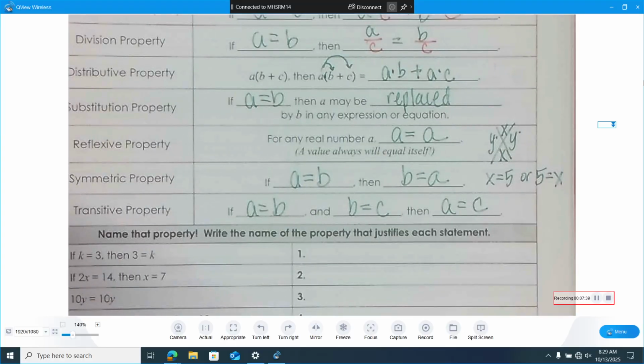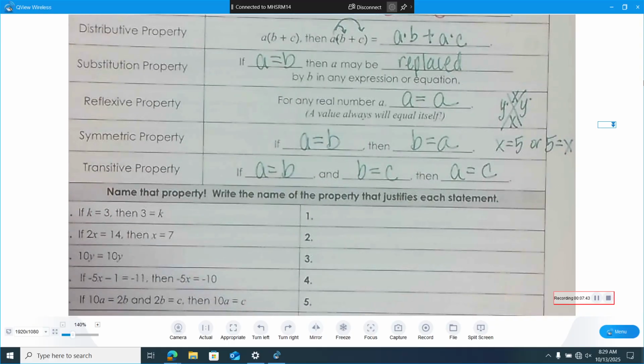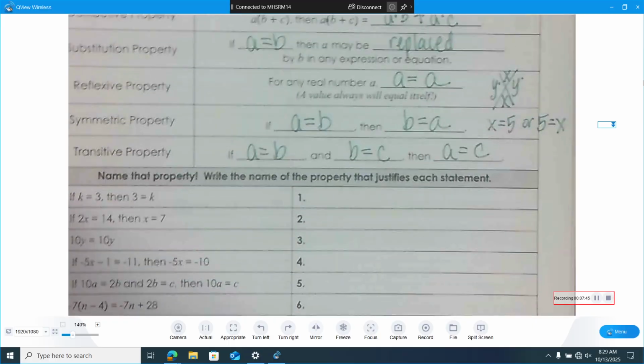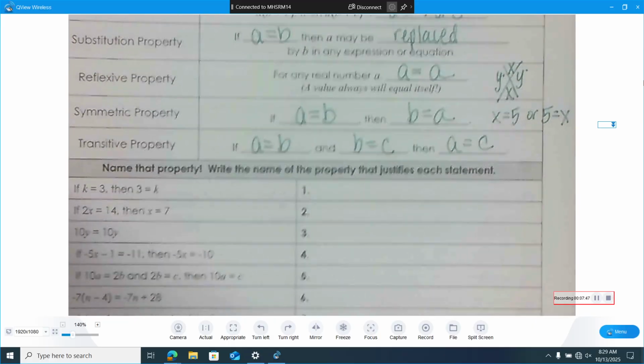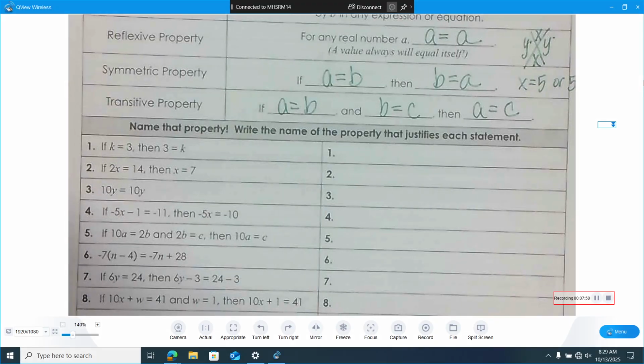So that is the transitive property. It's kind of like substitution. In fact, either one is appropriate most of the time. Okay, so here we want to practice with these properties.